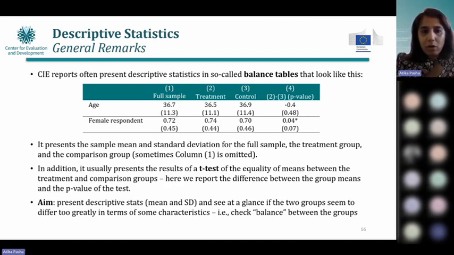So the last column that you see here is simply the difference in means in the first place. So you see here, it's subtracting 3, the value in 3, from the value in 2. This is what it says over here. And underneath it, it gives you the p-value. So this is not the standard deviation, but the p-value for this. So the fourth column is giving you the difference between the two groups that you have in your data set.